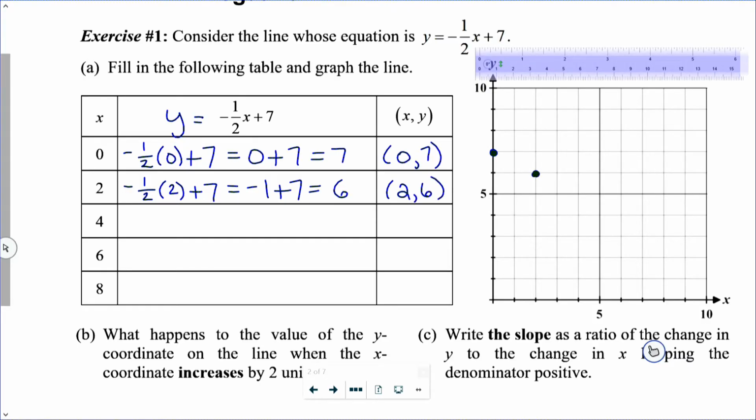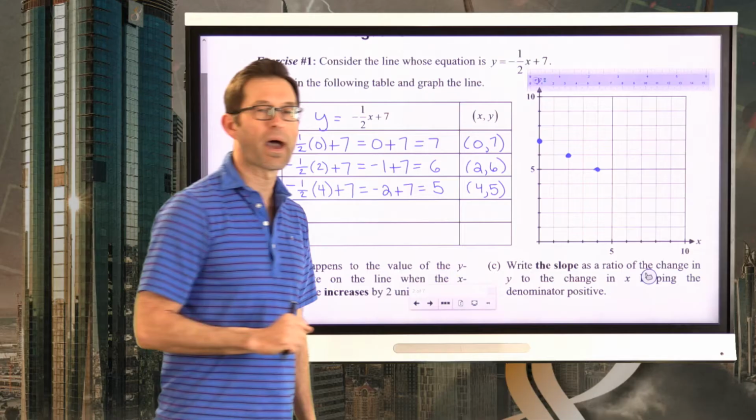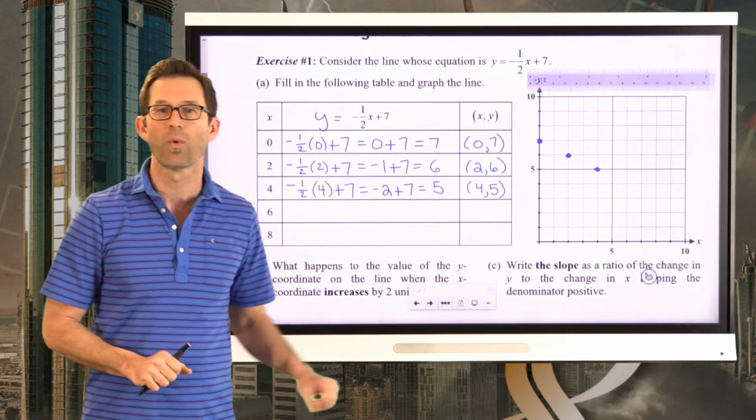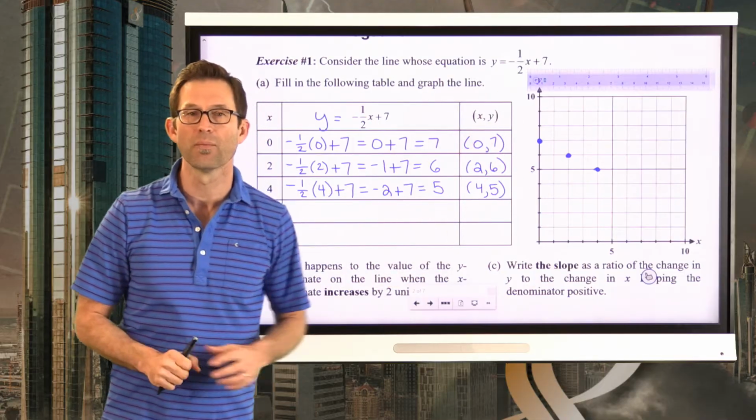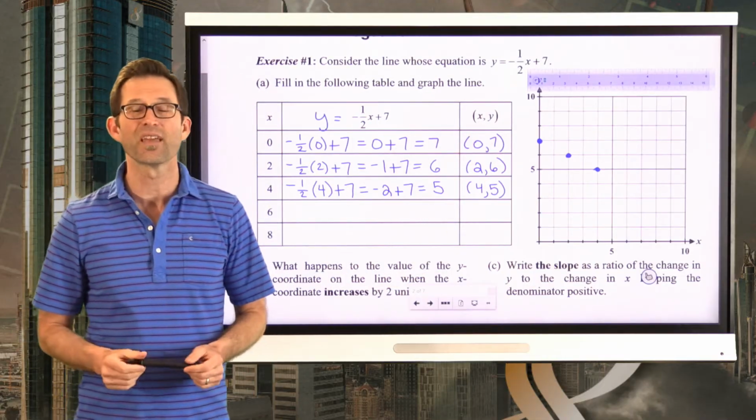That's going to be right here. Let's keep going. Let's do one more together and then have you do the last two on your own. I'll have -1/2 times 4 plus 7. -1/2 times 4 is -2, plus 7 is +5. That gives me the point (4, 5). You probably already see where the pattern's going, but I'd like you to finish off the XY table, plot the points, connect them with a straight line, and then we'll discuss. Take a few minutes.